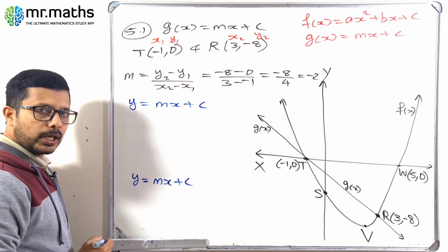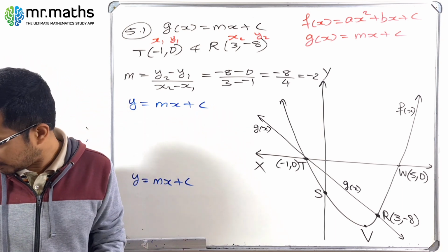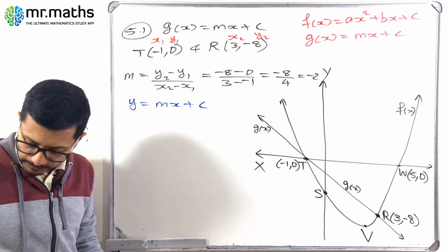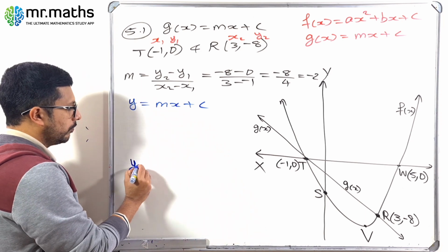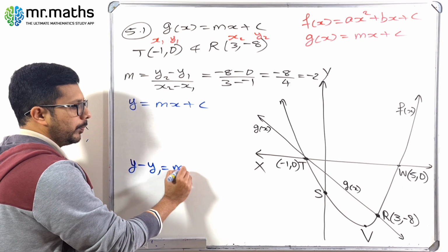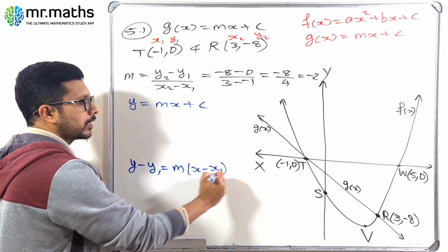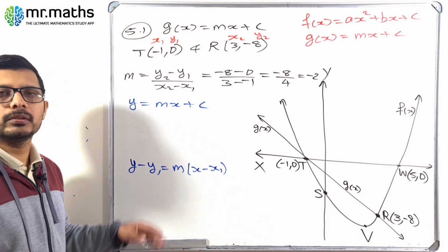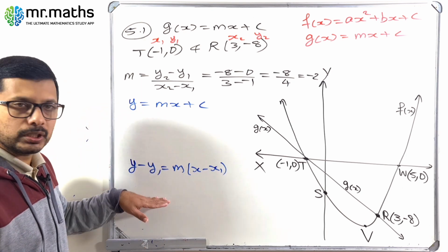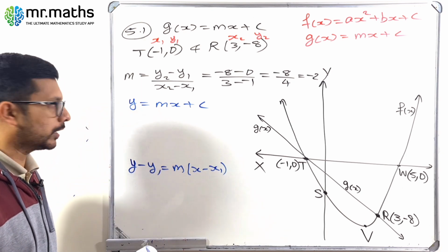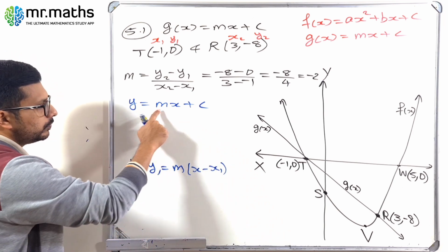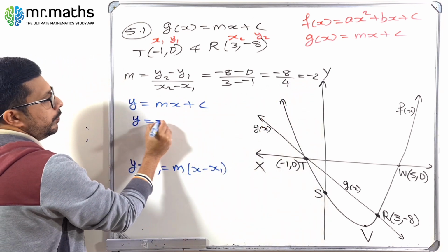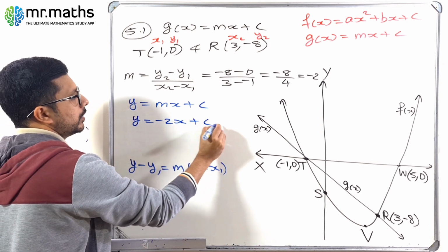What is the other formula? Last year you studied another formula, y minus y1 is equal to m into x minus x1. I prefer this formula. Anyway, it doesn't matter which one, you can use either this one or this one. You will get the same answer. So what is m? Minus 2. So y = -2x + c.